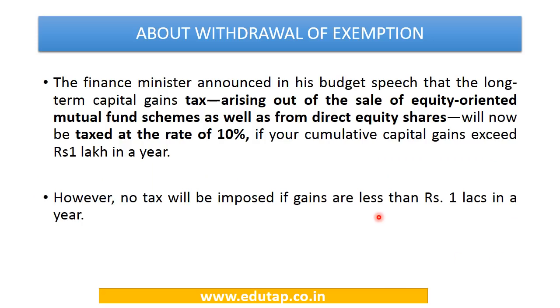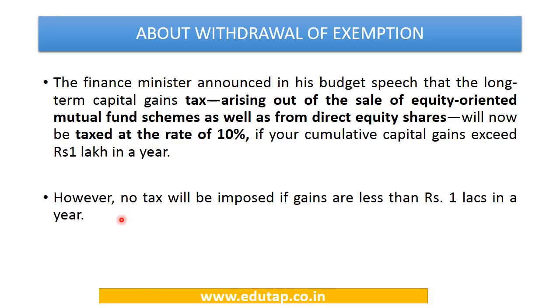The Finance Minister has recently announced that long-term capital gains arising from the sale of equity oriented mutual funds as well as from the direct sale of equity shares will be taxed at the rate of 10%. Suppose you buy equity shares in 2017 worth rupees 1 lakh, and in 2019 their worth is 2 lakh. You will be paying 10% tax on the capital gains, that is 1 lakh. So you will be paying 10,000 as your tax on capital gains.